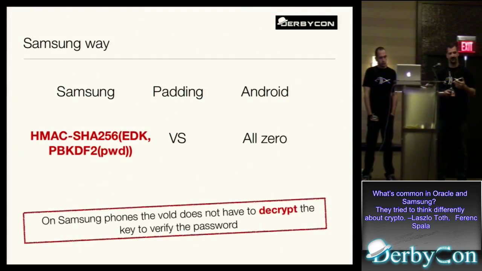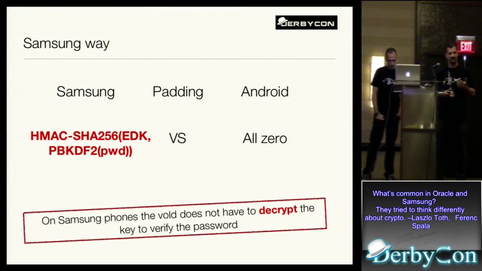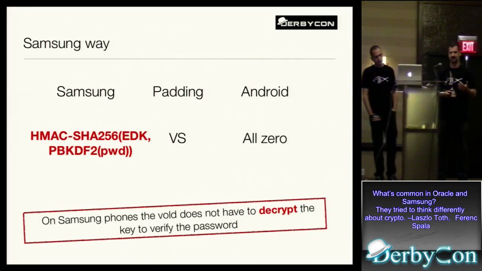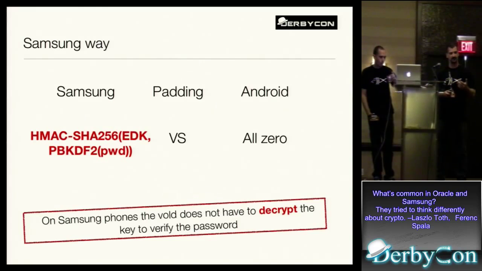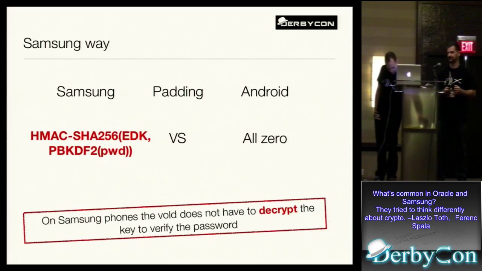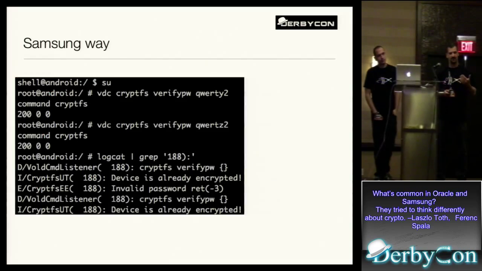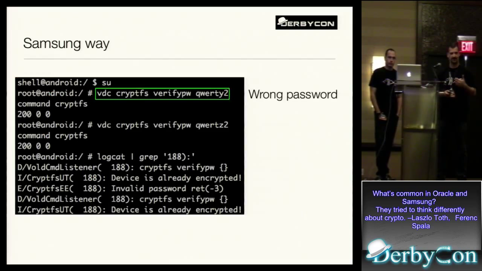There is a password verification function in the Vold process. On Android, the Vold process is responsible for handling disk operations, like mounting and disk encryption. When it starts, it opens a socket, and you can send commands through this socket. The vdc command can be used to send commands to the Vold process. This is how you can send the command.